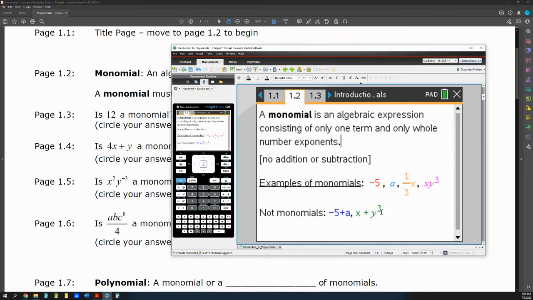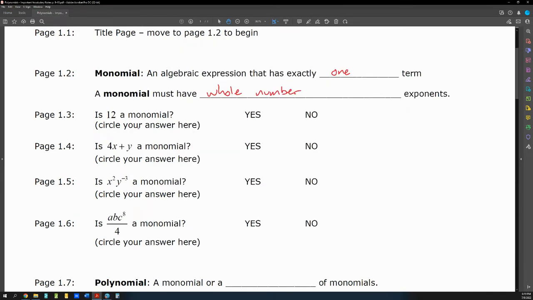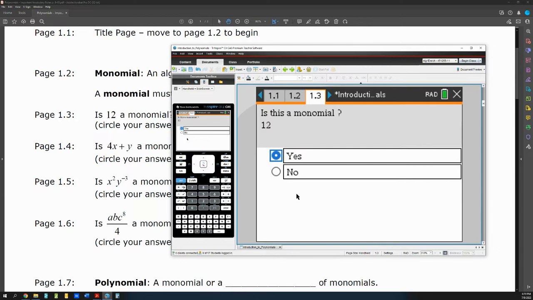These are not monomials because they have two terms each. They're separated by addition or subtraction. Okay, so now let's consider 12. Is 12 a monomial? What do you think? The answer, yes, this is a monomial. This would be like an x to the 0 term, so there is no exponent here, and it has just a single term.